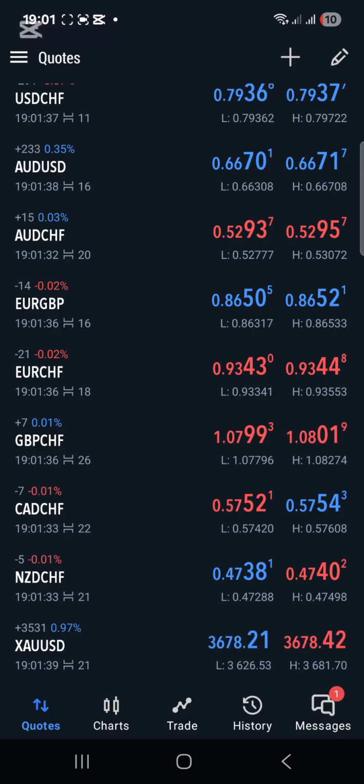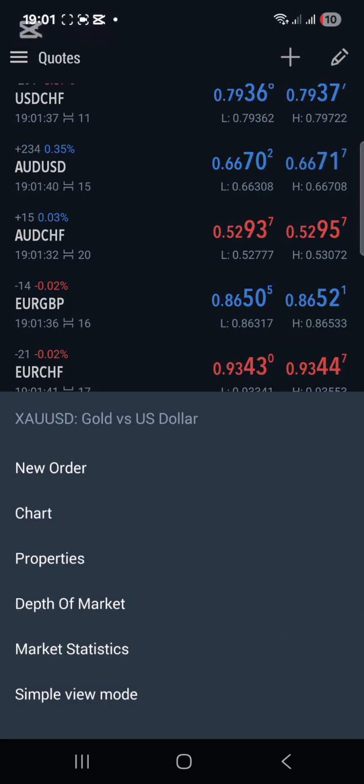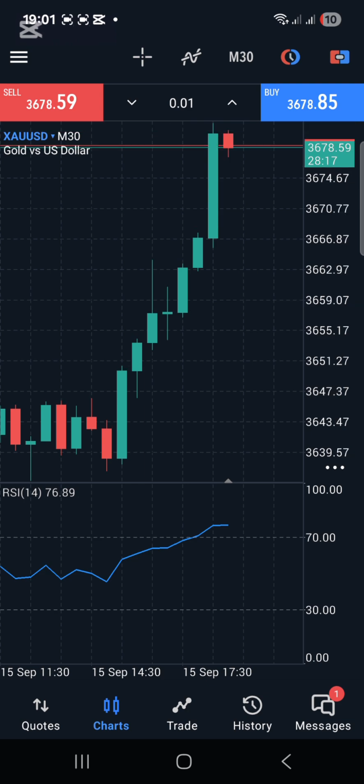Then after choosing your currency, click on it and then click on charts. It will bring you here, and all you need to know on this chart is that on your top left you got the button for sell, on the top right you got the button for buy. Okay, that's all you need to know on this chart. And then after that, you want to go direct to trading.